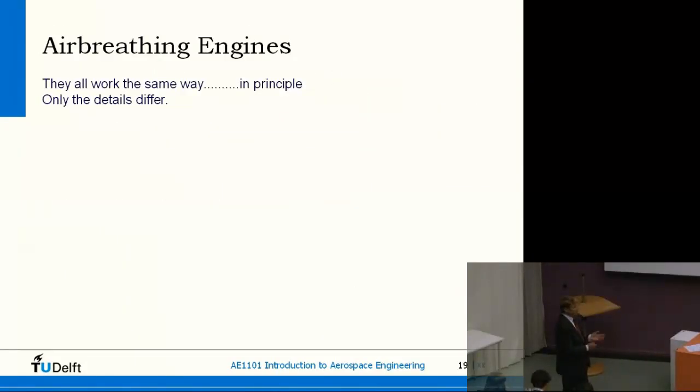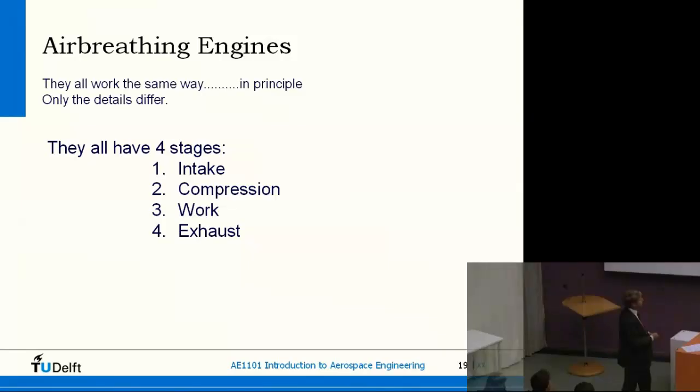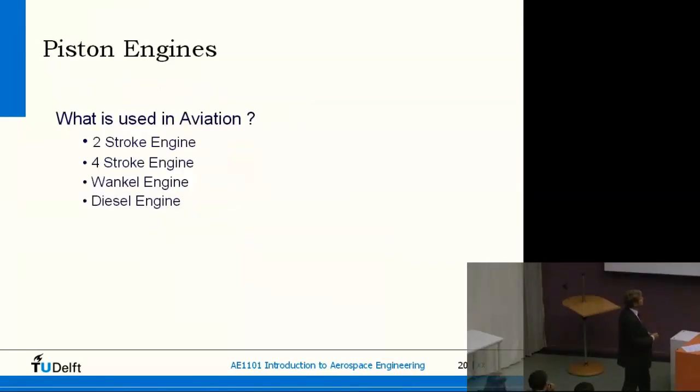The principle is all the same. Even a jet engine and a normal piston engine have basically the same principle, even though mechanically they are quite different. But they all have 4 stages: intake, compression, work, exhaust. So what's used in aviation in terms of piston engines?